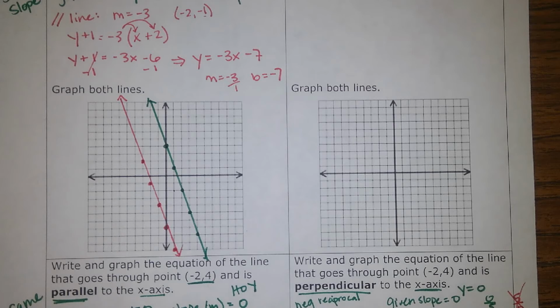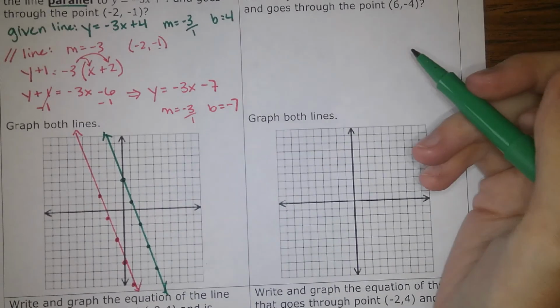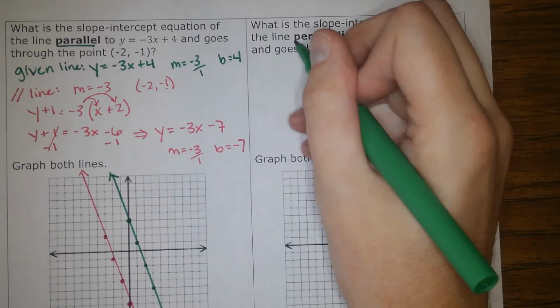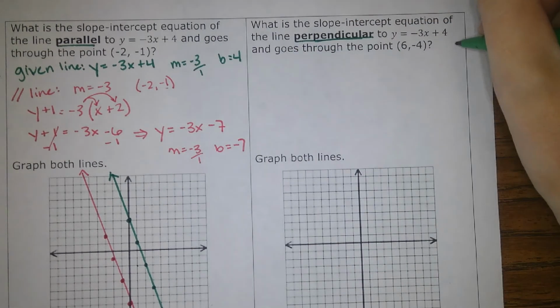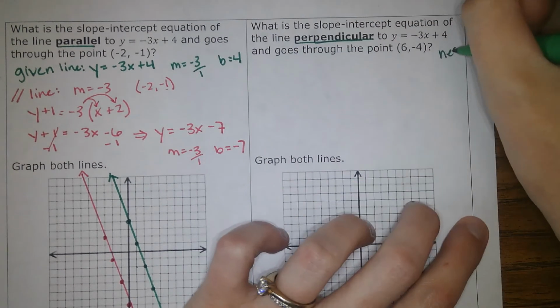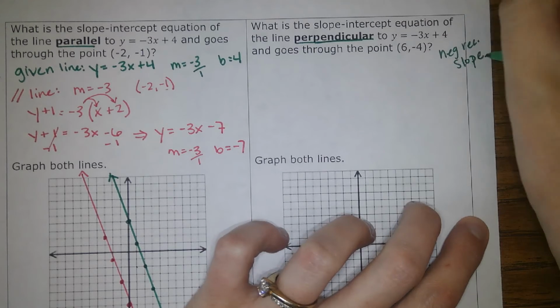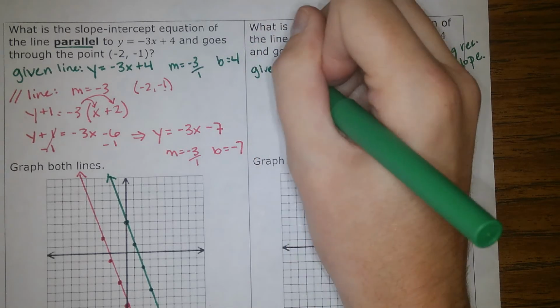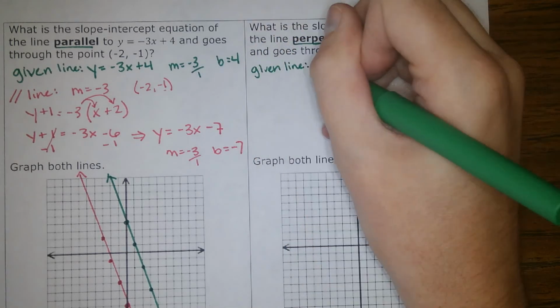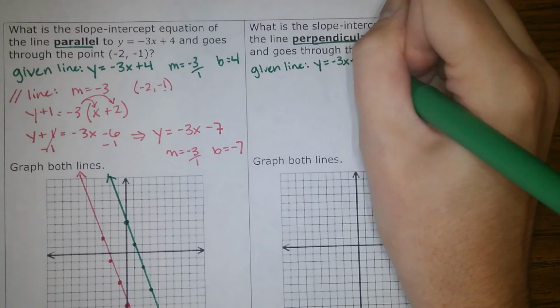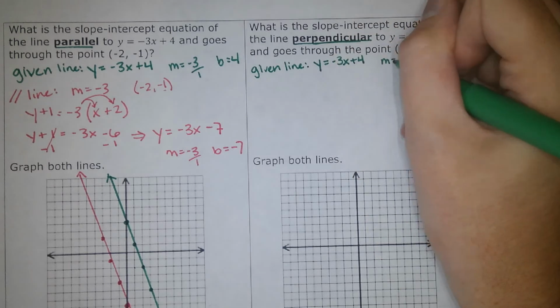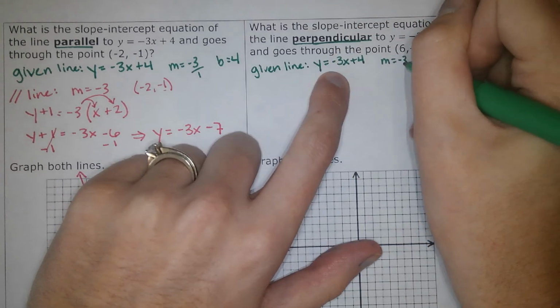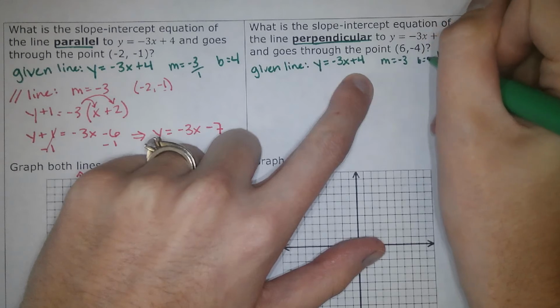Now we're going to use the same given line, but we are going to work with perpendicular. And remember, when it's perpendicular, we're going to have that negative reciprocal slope, okay? So we're going to have that negative reciprocal slope. So my given line is just like the one next door. It's y equals negative 3x plus 4, which means my slope is negative 3, and my b is 4, just like it was on the other equation.